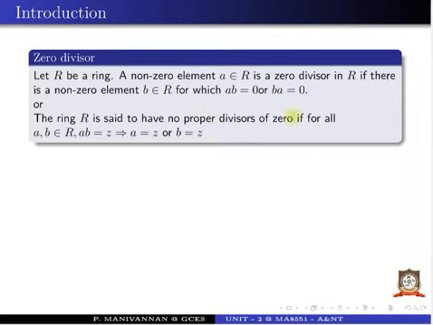Sometimes we denote the additive identity 0 by Z. Then the ring R is said to have no proper divisors of 0 if for all a, b belongs to R, ab equal to Z implies either a equal to Z or b equal to Z. The ring is said to have no proper divisors of 0: either a is 0 or b is 0 when ab is 0. Here 0 means Z, the additive identity.